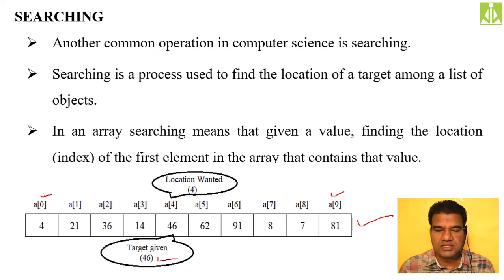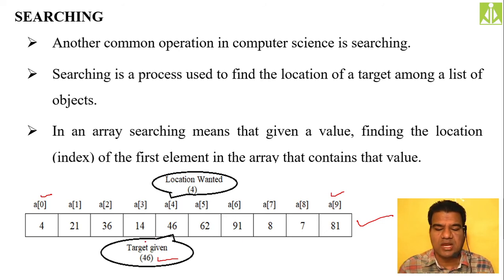So what we do, we start from the first element. There are different approaches to that searching, and we discuss the basic one here. We start with the leftmost element and compare this 4 with 46. It is not matching, then we go to the next one. 21 with 46 not matching, 36 with 46 not matching, 14 with 46 not matching, 46 with 46 matched. Here we found the element.